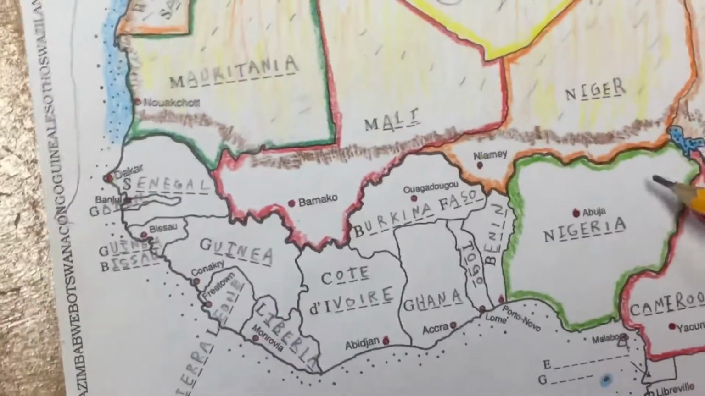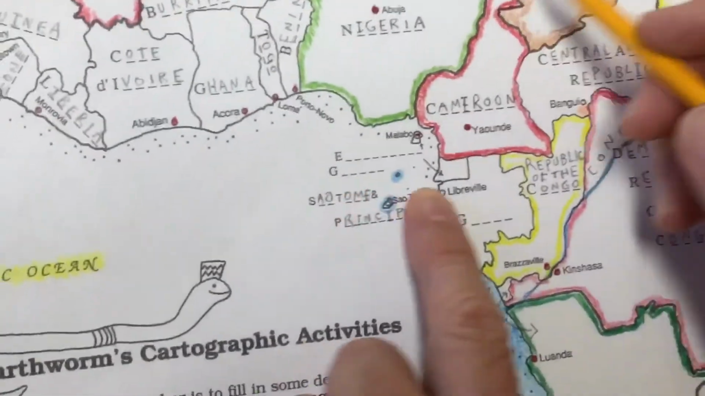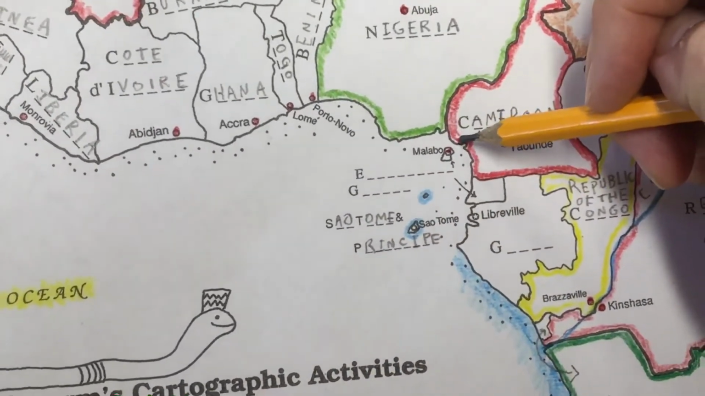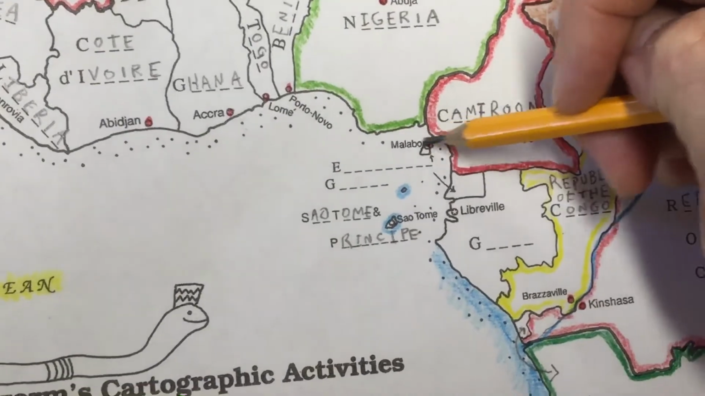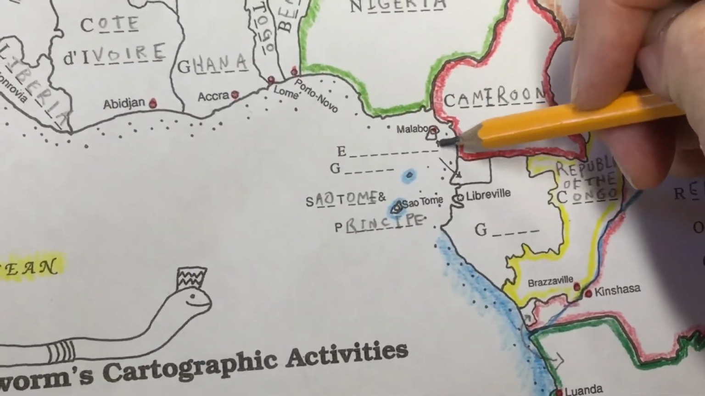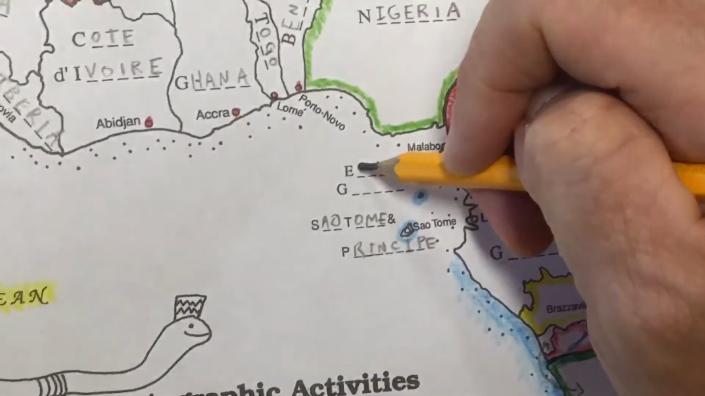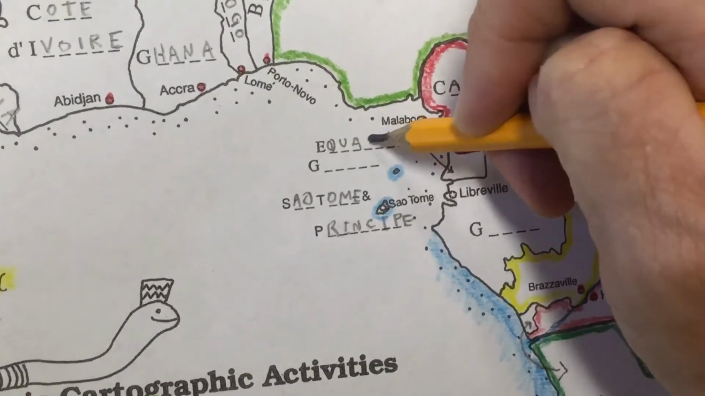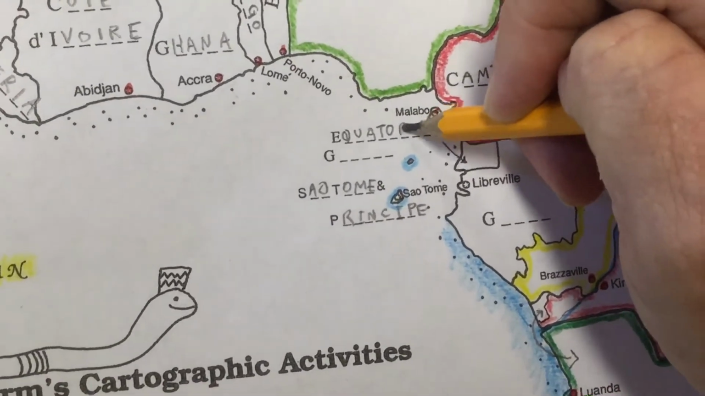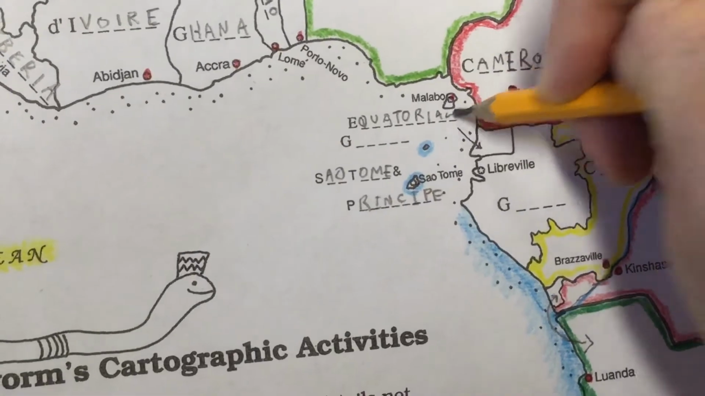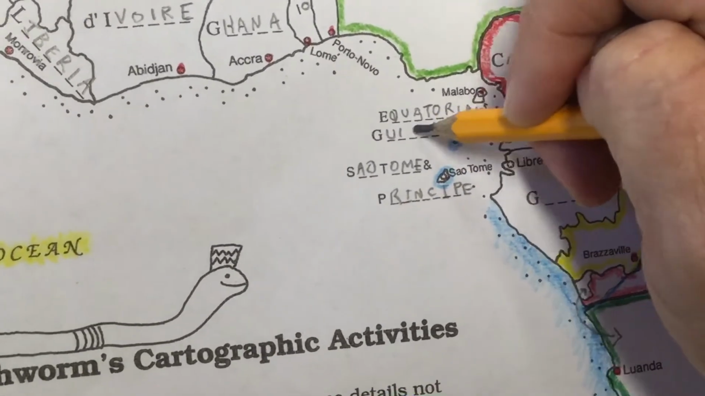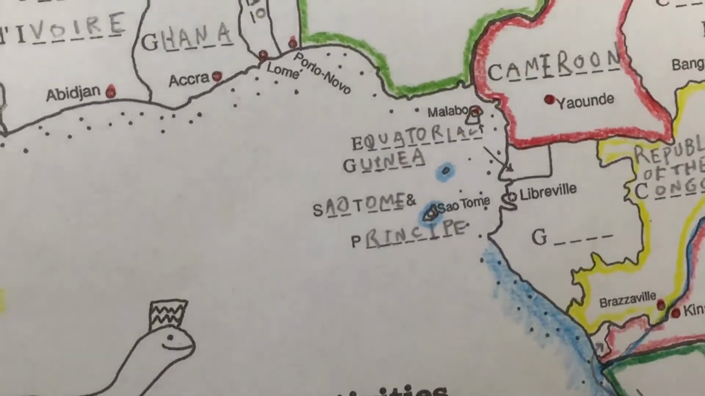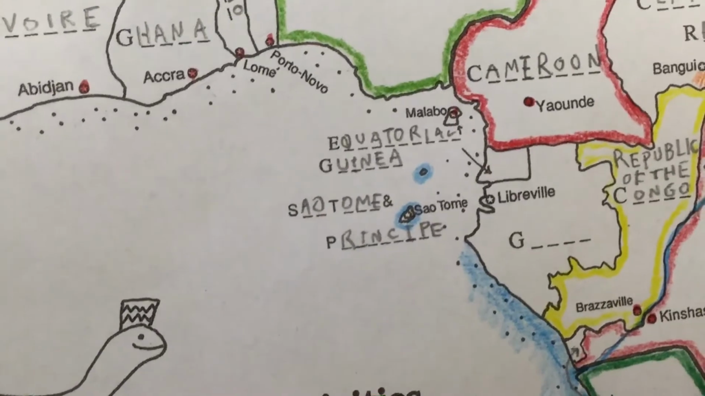And then we've got Equatorial Guinea, which also includes a little island where the capital is located. So the capital of this country is located on that little island right there. So it's Equatorial Guinea. I have to write a little small. Equatorial Guinea. Equatorial Guinea. Okay.